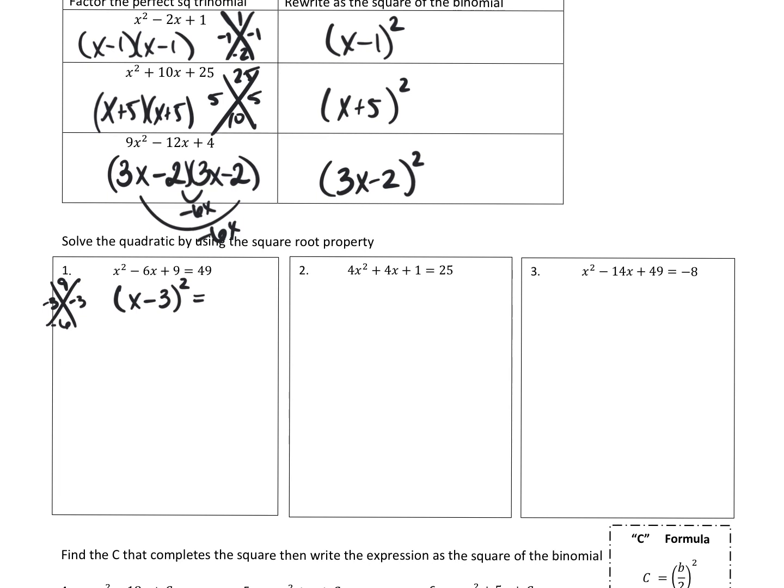Now, how can I solve that? Oops, wait, that doesn't equal 7, it equals 49. I got ahead of myself. I want to undo the square, so I'm going to take the square root of both sides. Always make sure you put a plus or minus in front when you're taking the square root, right? Because whatever is in that parentheses could be positive 7 or negative 7, and when I square it, I'm going to get positive 49. So we have x minus 3 equals plus or minus 7.